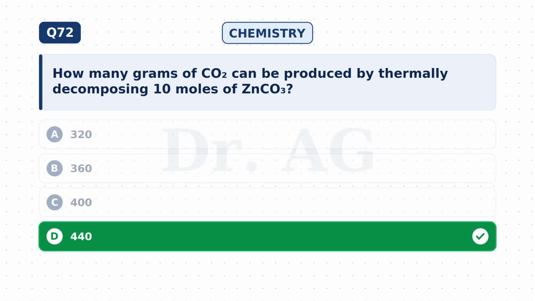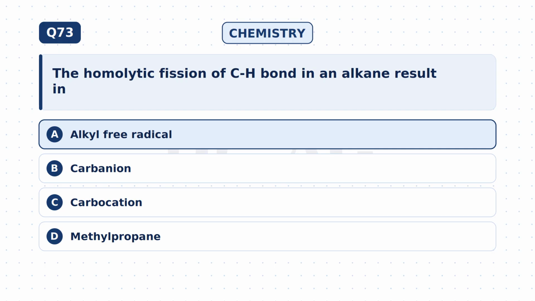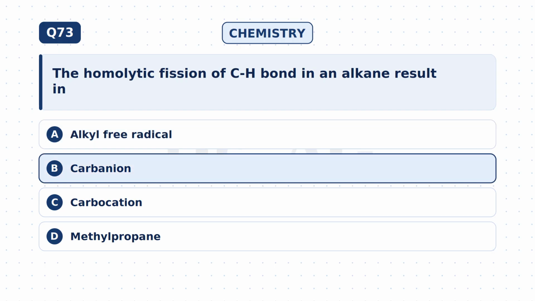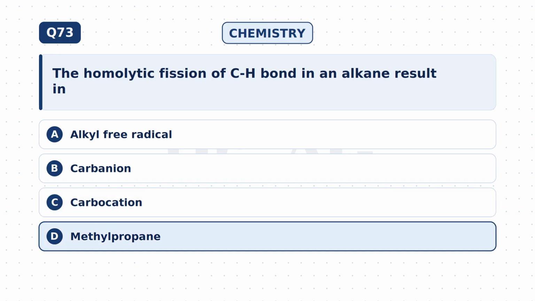The correct answer is D, 440. Question 73. The homolytic fission of C-H bond in an alkane results in Option A, alkyl free radical. Option B, carbanion. Option C, carbocation. Option D, methylpropane.